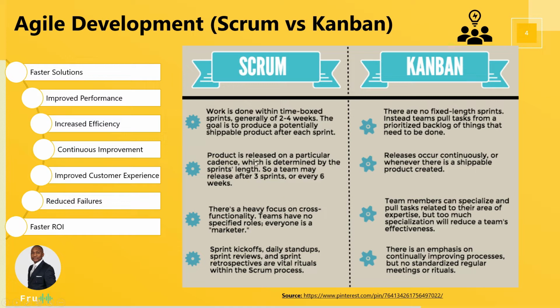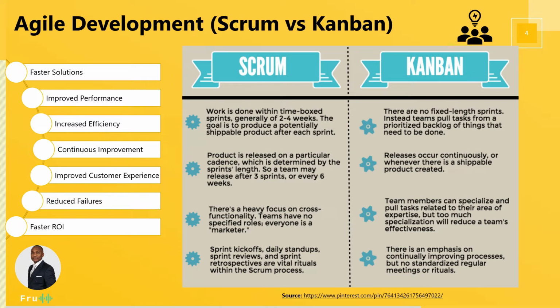In Scrum, the product is released on a particular cadence, which is determined by the sprint length. So if you start today and the sprint ends after 2 weeks, say on the Friday after 2 weeks, when that sprint ends, you need to release a product. So that cadence has to be kept.